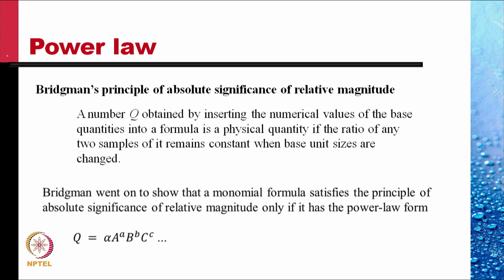Bridgman went on to show that a monomial formula satisfies the principle of absolute significance of relative magnitude only if it has a power law form. So if q is a function of quantities a, b and c, then q must be of the form q equals alpha a raised to power a, b raised to power b and c raised to power c, etc.